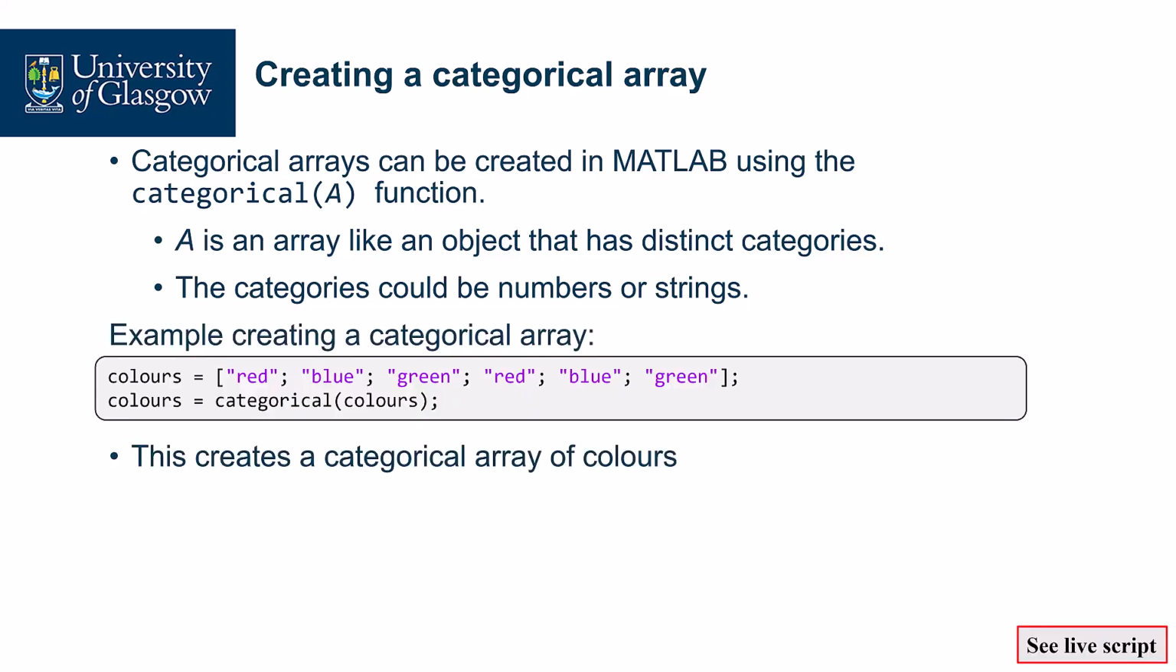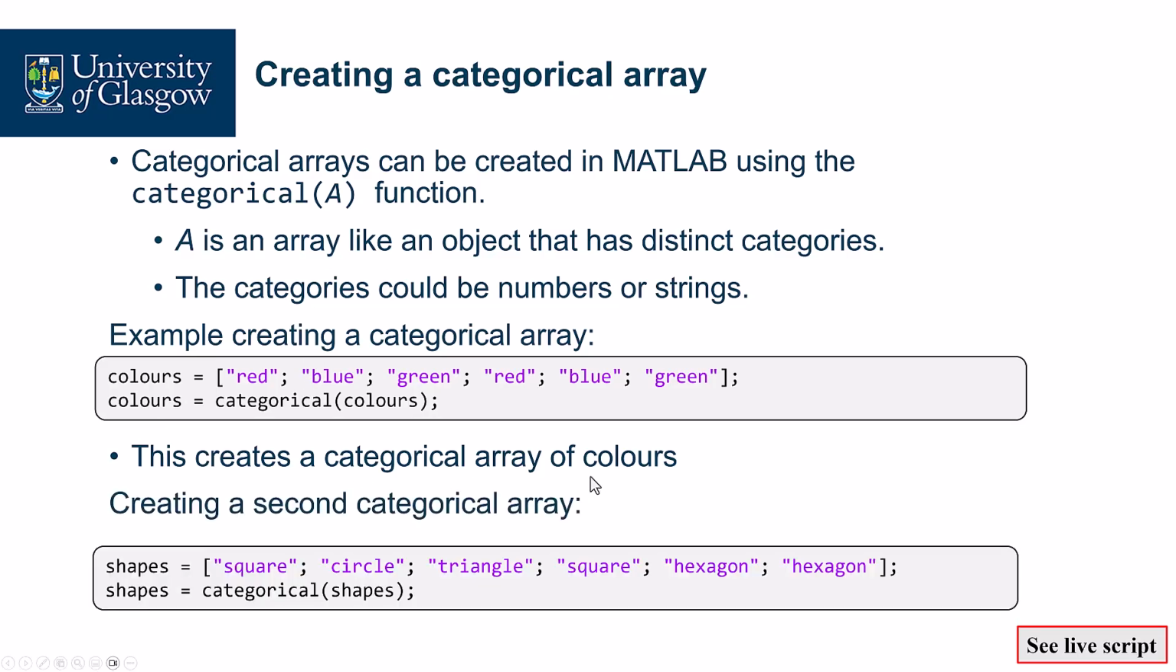Let's show an example. Here I put a matrix of colors. These colors are strings, right? Red, blue, green. Now I use this function, categorical, to put the matrix colors in and generate colors. This one is a categorical array. Another example, I can create an array of shapes. I use square, circle, triangle, put this matrix in and generate a categorical array of shapes.